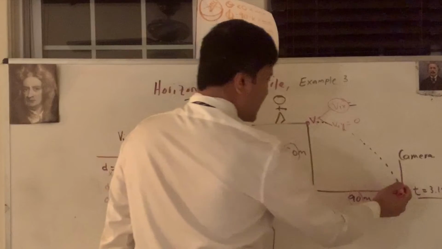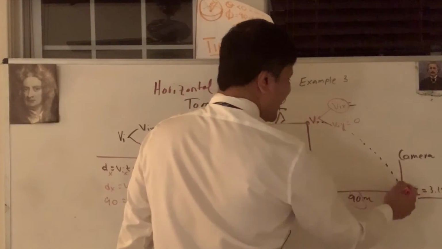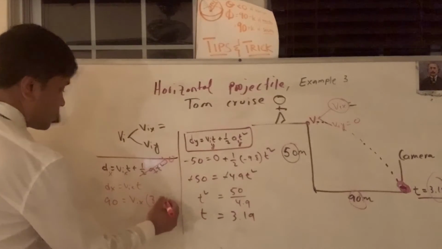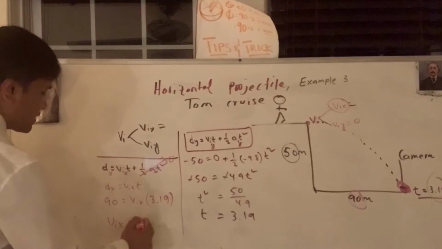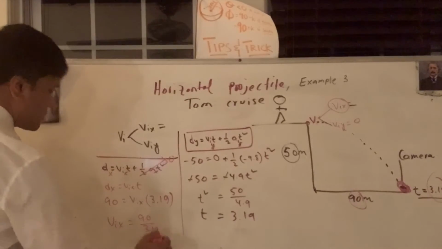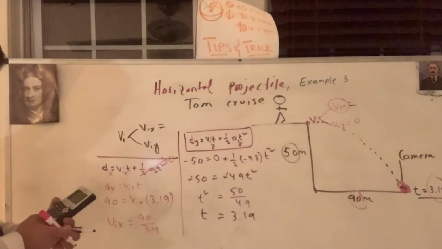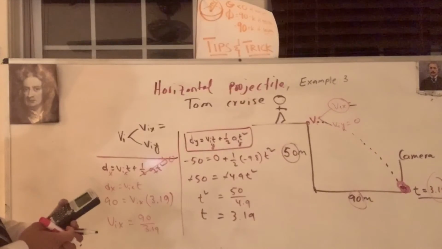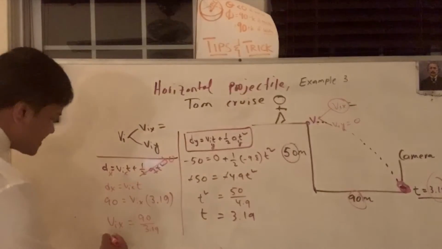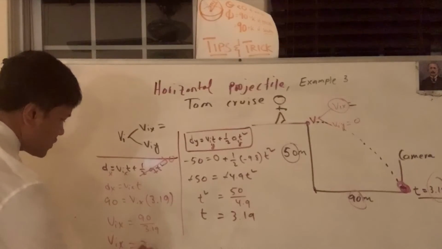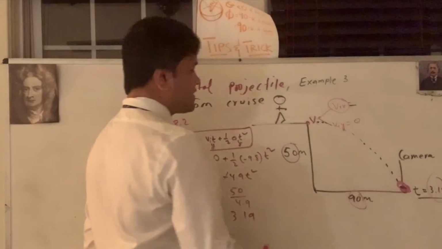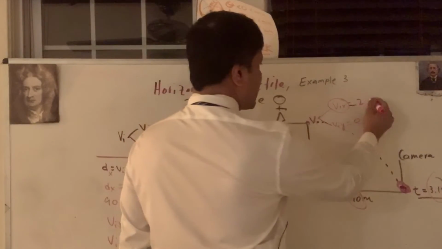Right here, when he is about to land on the ground, the time is 3.19. So Vix is equal to 90 over 3.19. So 90 divided by 3.19 is 28.21. Vix is 28.2. All right. So right here, Vix is 28.2.